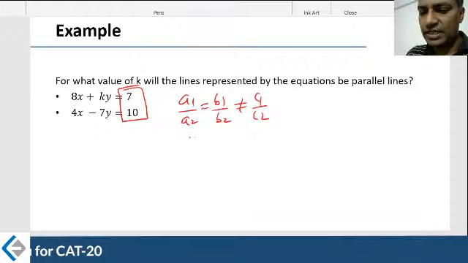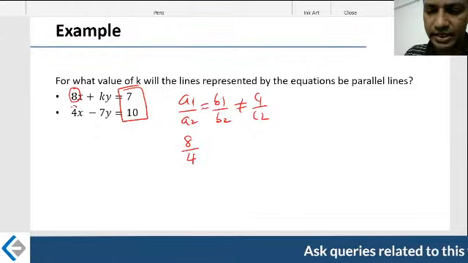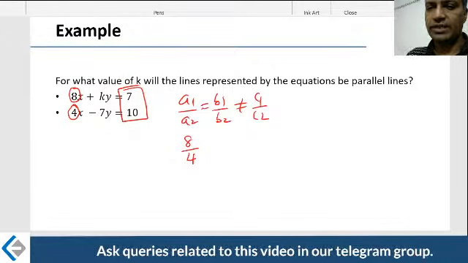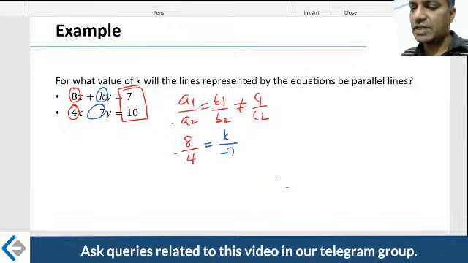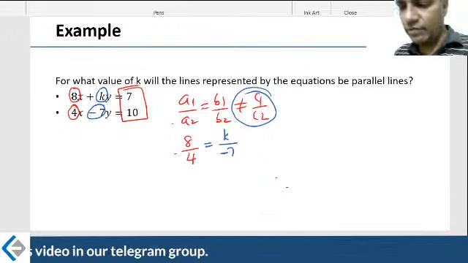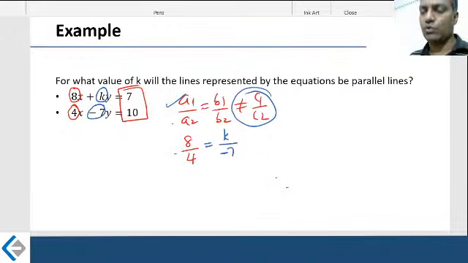Let's understand this. What is a1? 8. What is a2? 4. Here a1 is 8 and a2 is 4. What about b1 and b2? b1 is k. What about b2? Minus 7. They should be equal. Anyway, we ascertained that c1 and c2 are not equal. c1 and c2 are 7 by 10, which is not equal to 8 by 4.